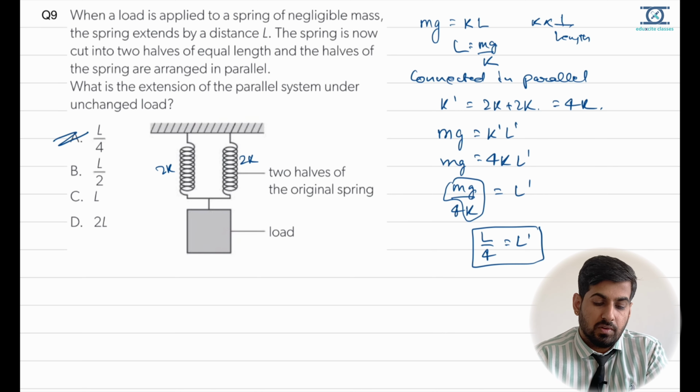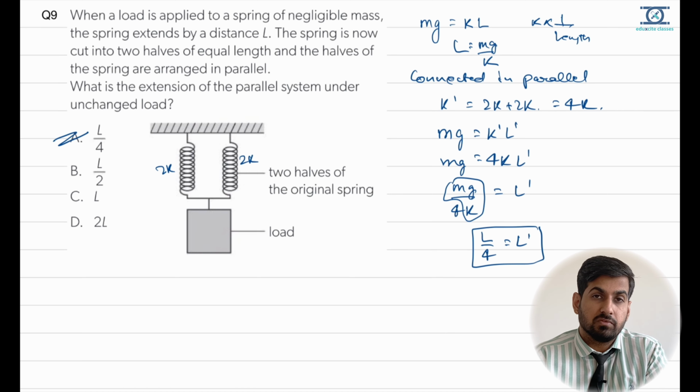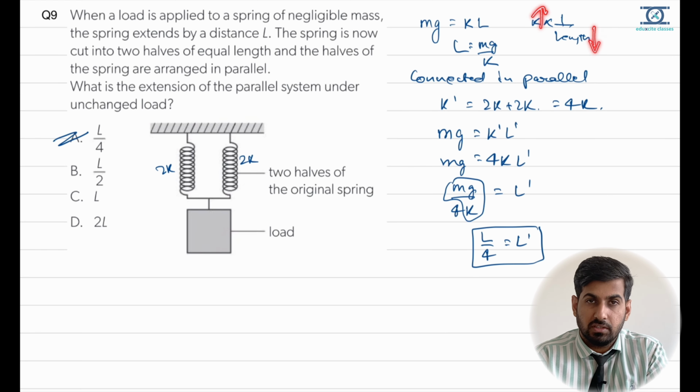So always remember, when the springs are connected in parallel, the effective spring constant gets added up, and when it is in series, it will be the reciprocal: 1 by k1 plus 1 by k2 is equal to 1 upon k series combination spring constant. But here it will just get added up, so it is 4k and it is inversely proportional. So if the length gets half, the spring constant becomes double.